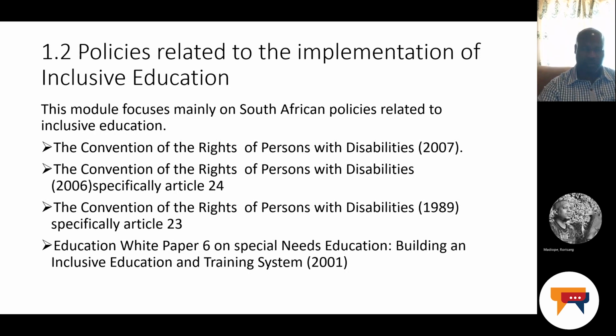And the fourth one, that is the Education White Paper 6 on Special Needs Education, Building an Inclusive Education and Training System, of 2001. This paper outlines how the education and training system must transform itself to contribute to establishing a caring and humane society, how it must change to accommodate the full range of learning needs, and then the mechanisms that should be put in place.